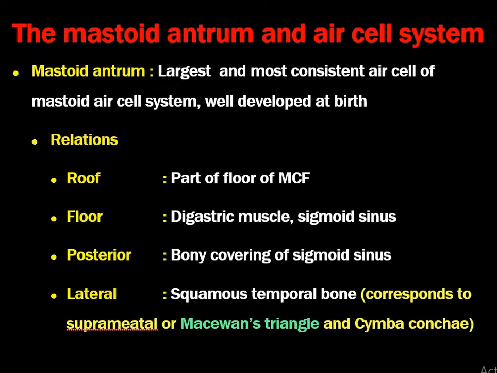The mastoid antrum is defined as the largest and most consistent air cell of the mastoid system, which is well developed at birth. The relations of the mastoid antrum are: the roof is formed by part of the floor of the middle cranial fossa, the floor is formed by the digastric muscle and sigmoid sinus. Posteriorly there is the bony covering of the sigmoid sinus, and laterally there is the squamous temporal bone, which corresponds to the suprameatal triangle or McEwen's triangle, and the mastoid.